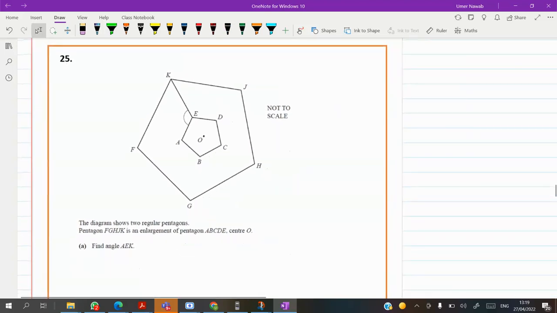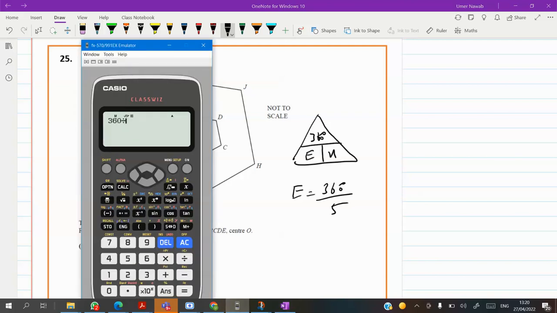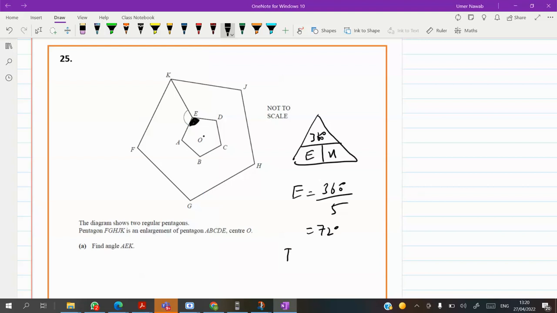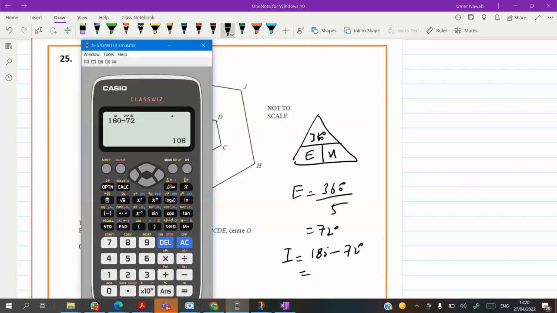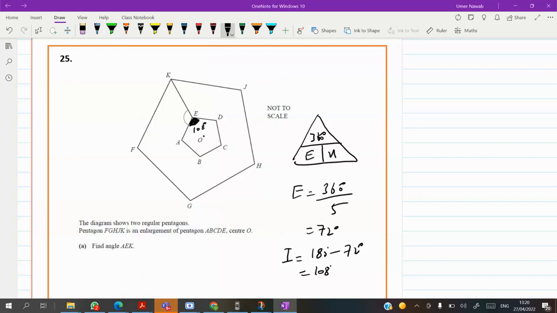This question looks like similarity because there are two pentagons with the same areas. First, we need to know the formula to find the interior angle of a regular pentagon. This formula I have taught you: E equals 360 over n. E is the exterior angle, n is the number of sides. Let me get the exterior first. Exterior is 360 divided by 5 sides, which gives me 72. So interior is 180 minus 72, that is 108.